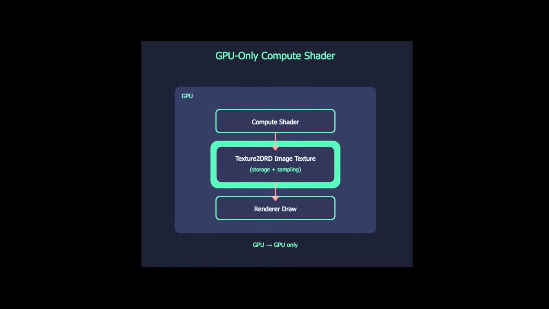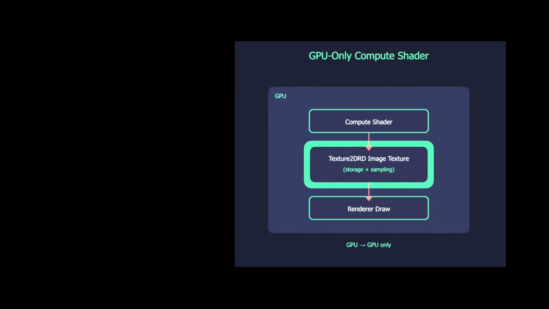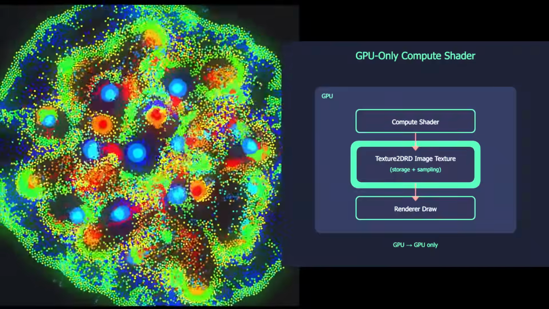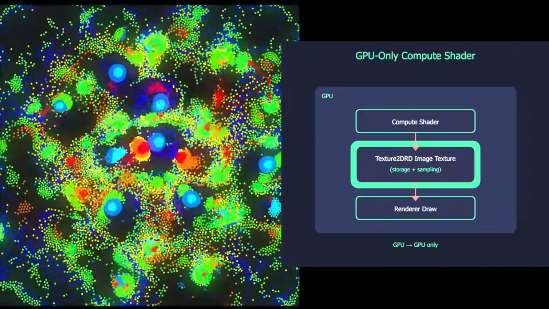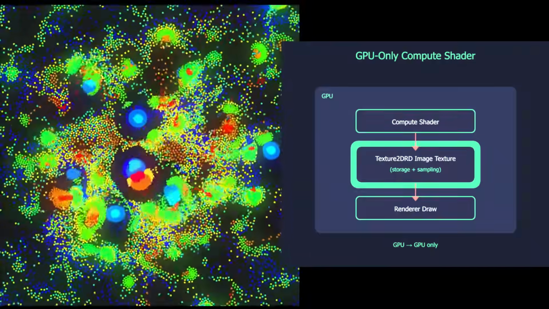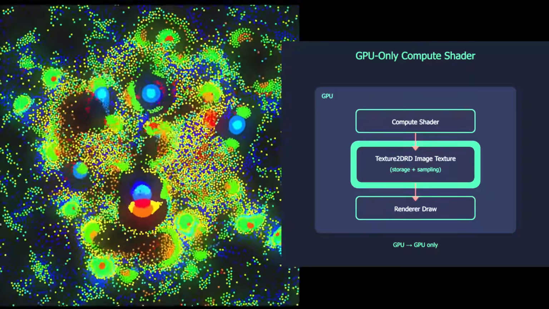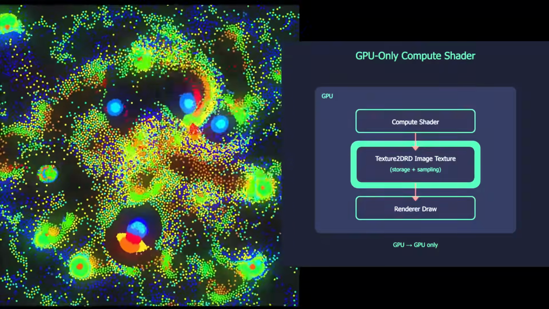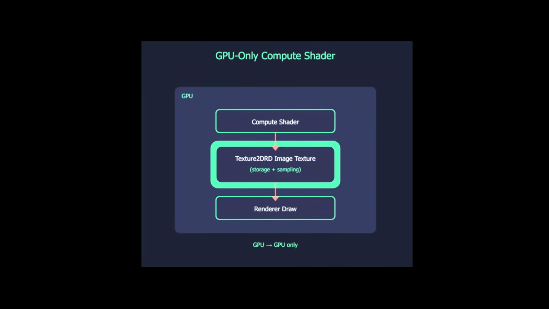At a high level, the goal is to keep all of the data on the GPU, and we're going to use Godot's Texture2DRD feature to do that. A compute shader writes pixels into a texture. That texture stays on the GPU. Godot's main renderer samples and draws that same data. No readback to the CPU, no byte-to-image format conversions, and no per-frame re-uploads.